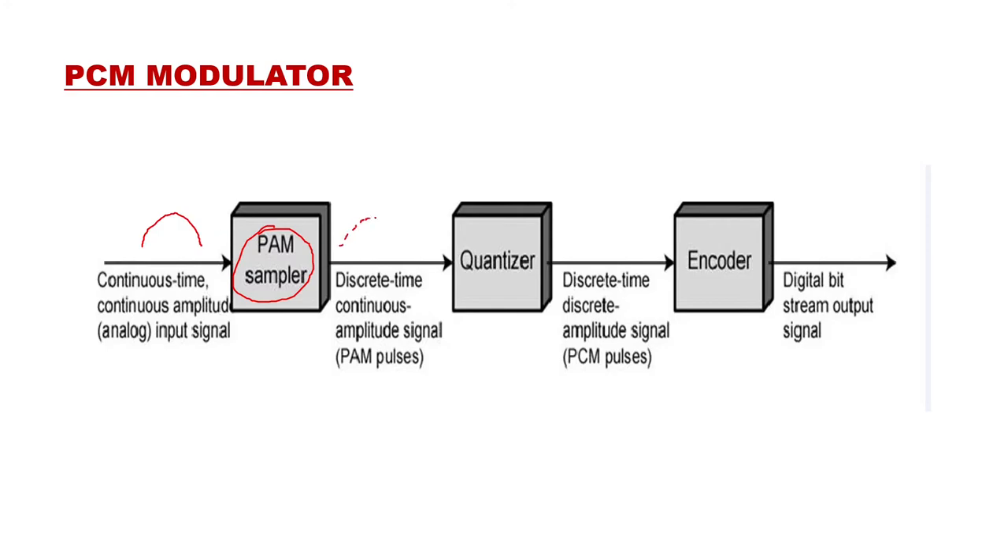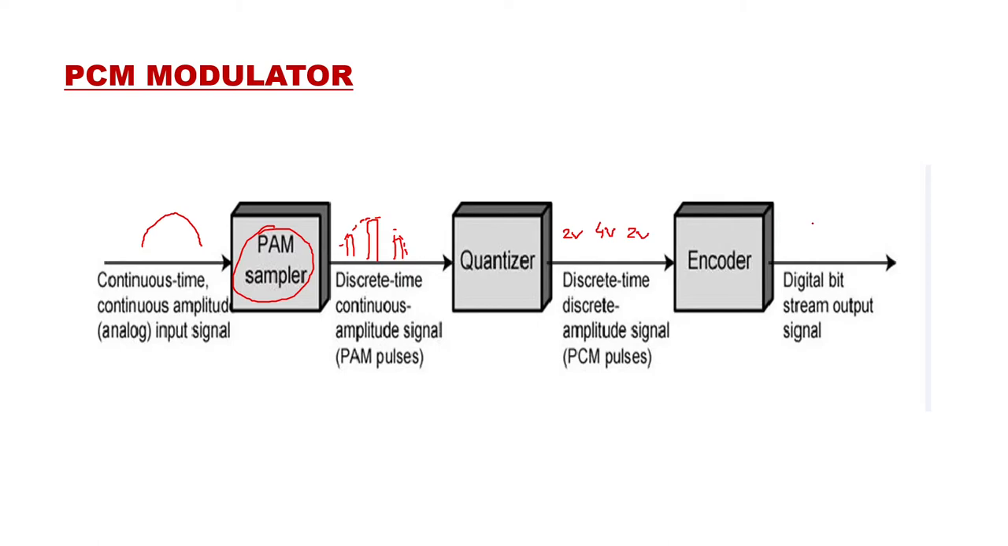Then the analog signal will produce samples. Then you have the quantizer. The quantizer will produce a fixed value for these samples. Say, for example, the first sample has a value of 2 volt, the second sample has a value of 4 volt, and the third sample has a value of 2 volt.